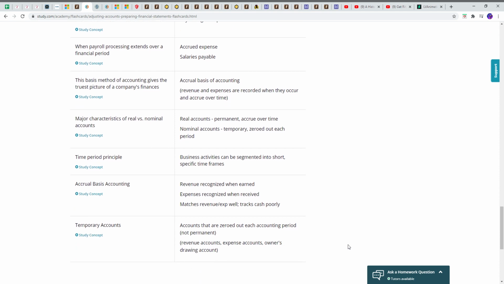Which basis method of accounting gives the truest picture of a company's finances? It is the accrual basis of accounting. Revenue and expenses are recorded when they occur and recur over time.